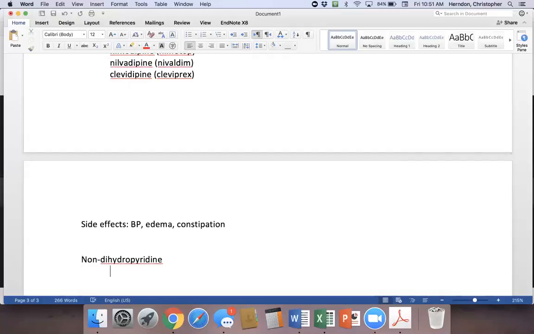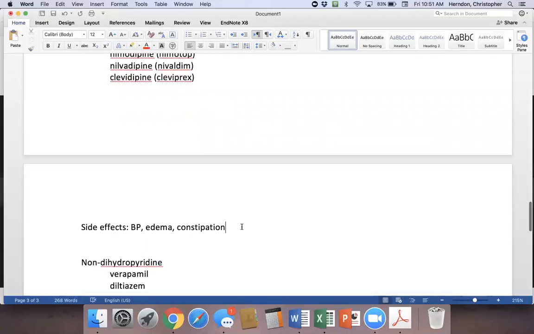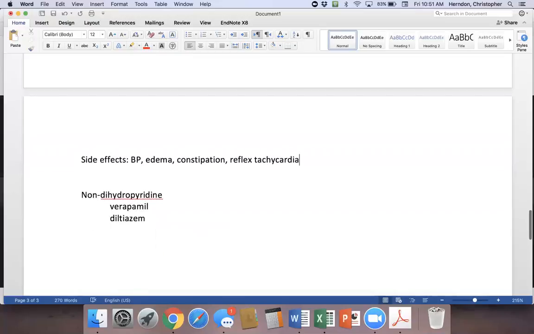Okay, non-dihydropyridines. Someone help. Verapamil. What's the other one? Oh, we forgot something up here. Side effects of dihydropyridines. Blood pressure, edema, constipation, reflex tachycardia. So the heart rate actually goes up a little bit with dihydropyridines. Is that what you people are trying to tell me?